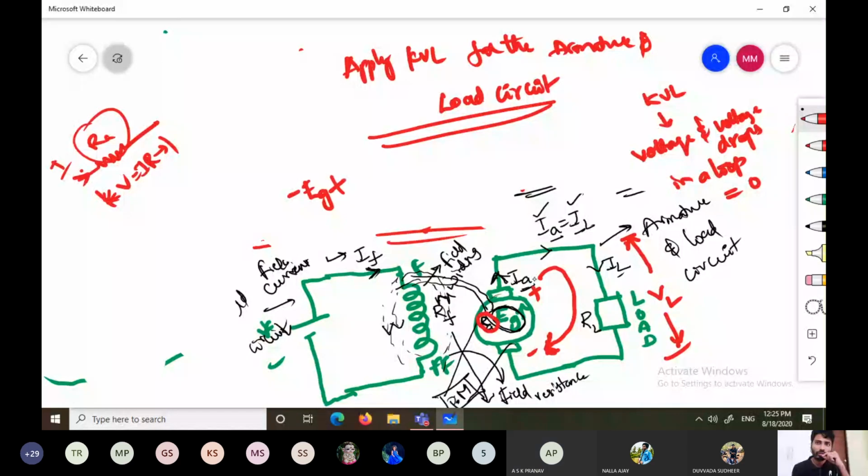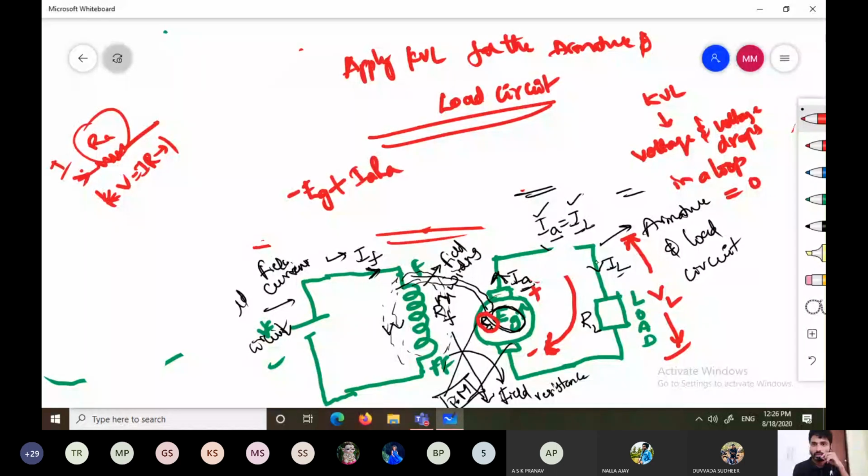Why? Because we are moving in the direction of IA. A drop is always considered positive if you are moving in the direction of current. If you are moving opposite to the direction of current, the drop is considered negative. Here the IA direction and the KVL loop direction are the same, so we take the drop as positive, so plus IARA.